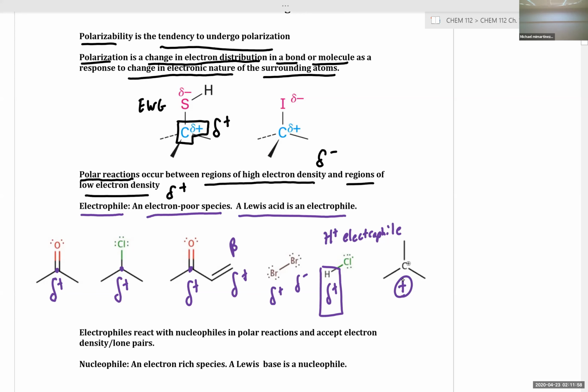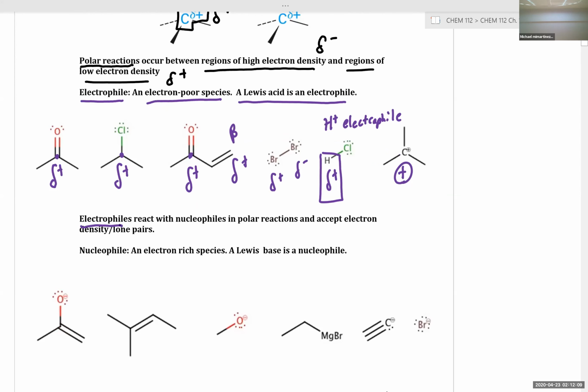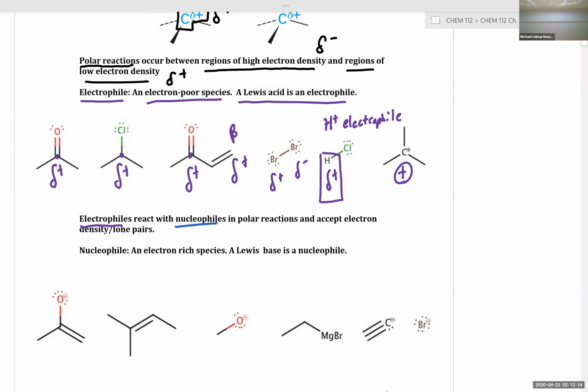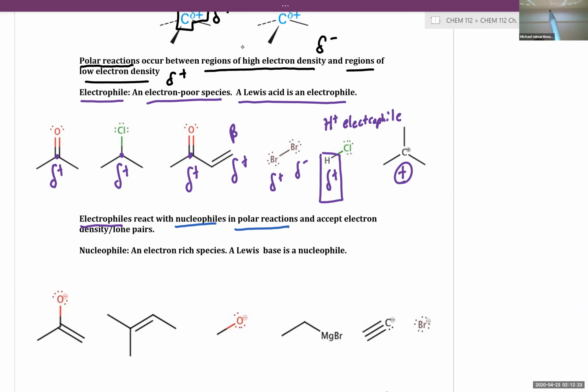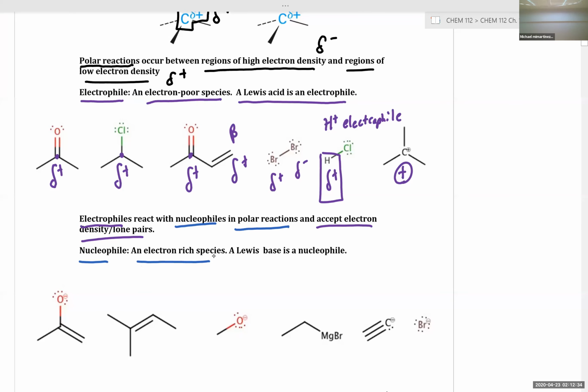So anytime you see a region that's electron deficient, that has a partial positive or formal positive charge, it can behave potentially as an electrophile. So electrophiles react with nucleophiles, nucleus-loving molecules, in polar reactions, and their main feature is that they accept electron density in lone pairs. Now, what do I mean by nucleophile? Nucleophiles are an electron-rich species. A Lewis base is an example of a nucleophile.